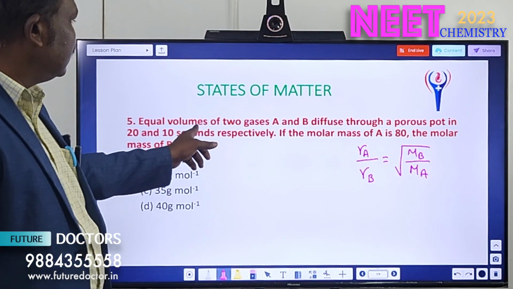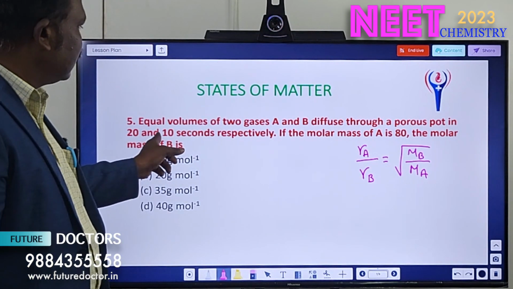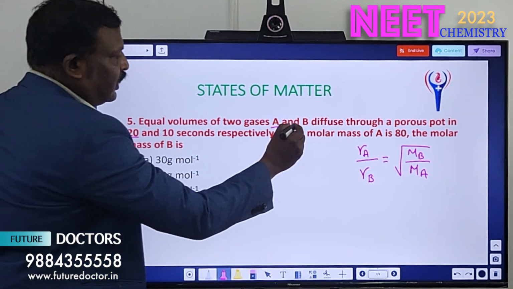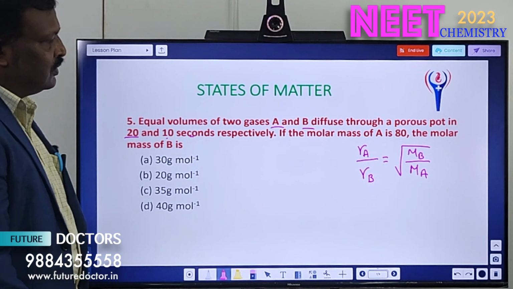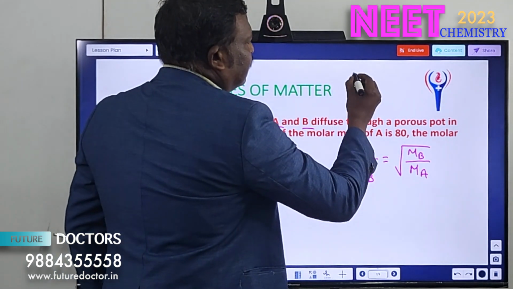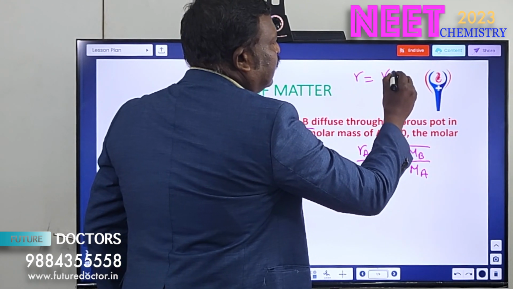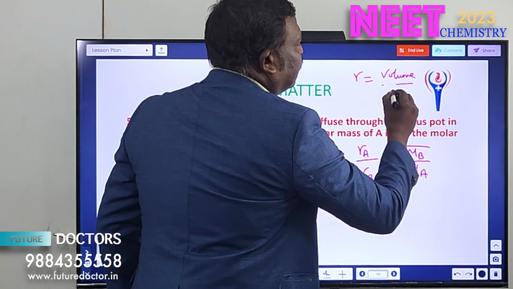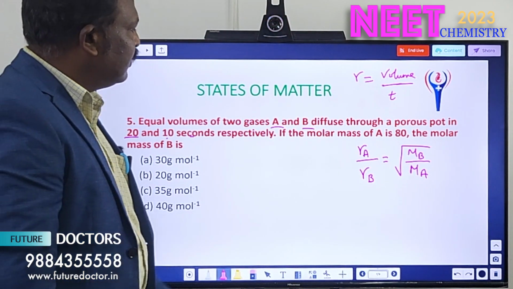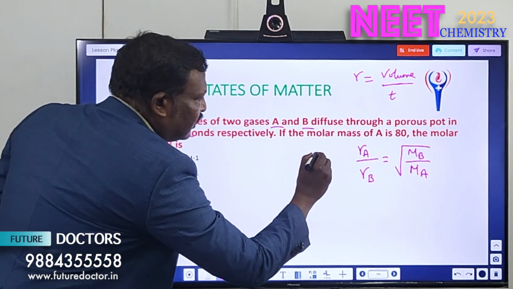Now see the sum. Equal volumes of two gases A and B diffuse through a porous pot. Here 20 seconds and 10 seconds are given. A is 20 seconds, and B is 10 seconds. Understood? The same formula I am writing in a different way, because here the rate of diffusion is volume by time. The rate and time are inversely proportional, so I write the same formula in another way.